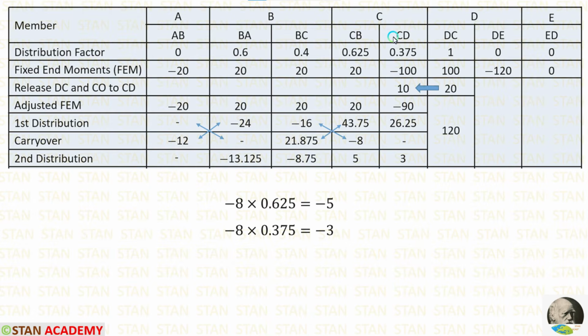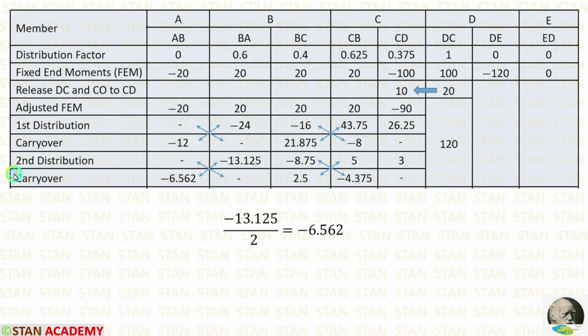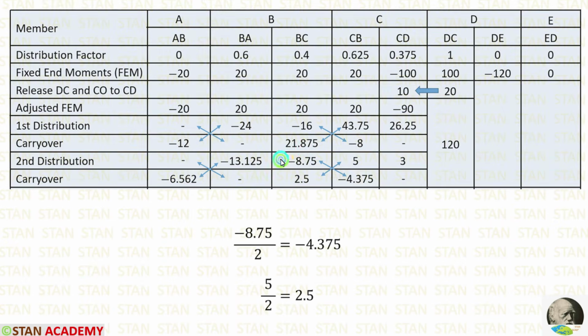Now let us do the distribution for CD. For that we have to multiply this value with the distribution factor at CD. When we do that, here also we are getting a negative value. So we are entering inside the table as positive. Now let us do the carryover. From BA, half of this value will go to AB. From BC, half of this value will go to CB. From CB, half of 5 will go to BC.